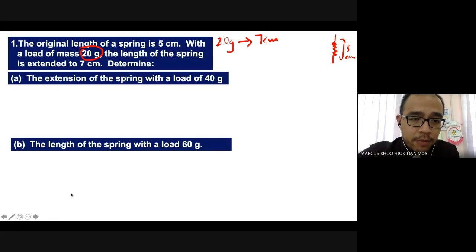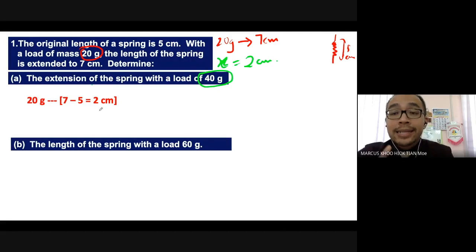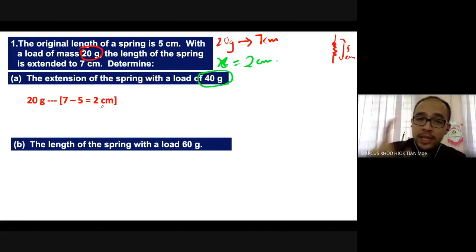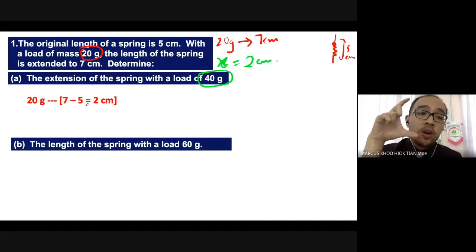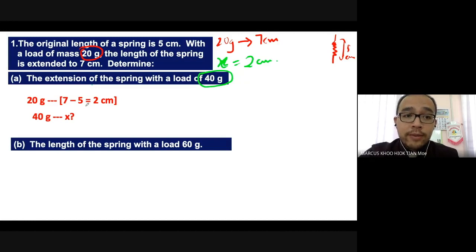Berapa dia punya pemanjangan? 2 cm. Okay, so the extension is 2 cm. The question is, the extension of the spring with a load of 40 grams. So how will we do this? 20 grams will give you 2 cm extension. Remember, extension is the new length minus the original length. So 40 grams will be like this.